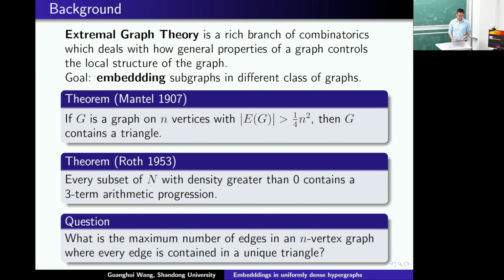Because it's very difficult to find the optimal density guaranteeing the three-term arithmetic progression. In fact, it's equivalent to the following problem: to determine the maximum number of edges in any n-vertex graph where every edge is contained in a unique triangle.